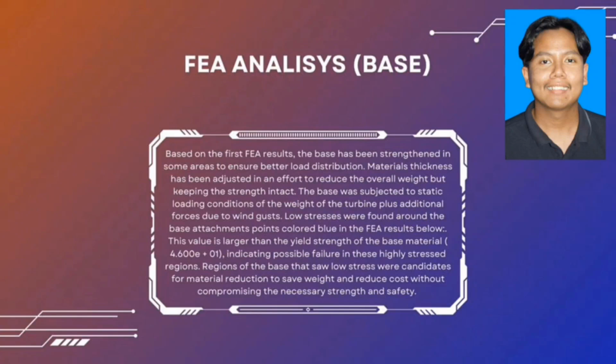This value is larger than the yield strength of the base material, 4.600E+08, indicating possible failure in these highly stressed regions. Regions of the base that saw low stress were candidates for material reduction to save weight and reduce costs without compromising the necessary strength and safety.